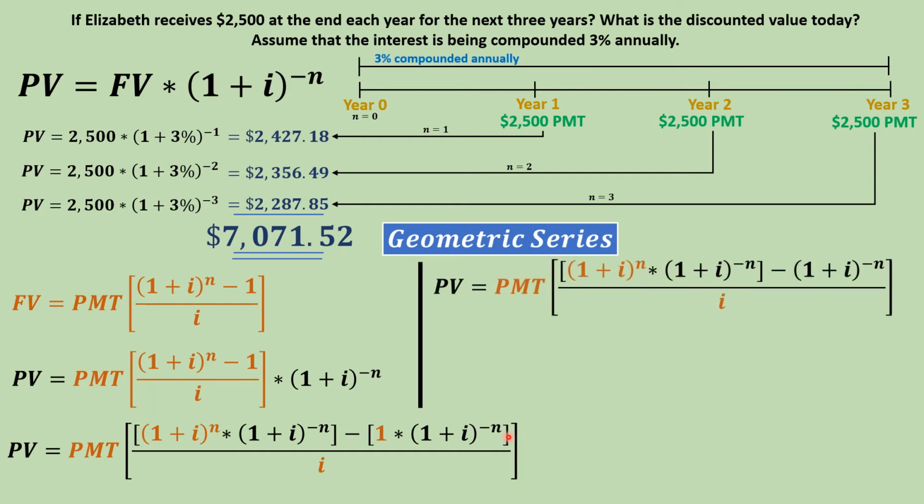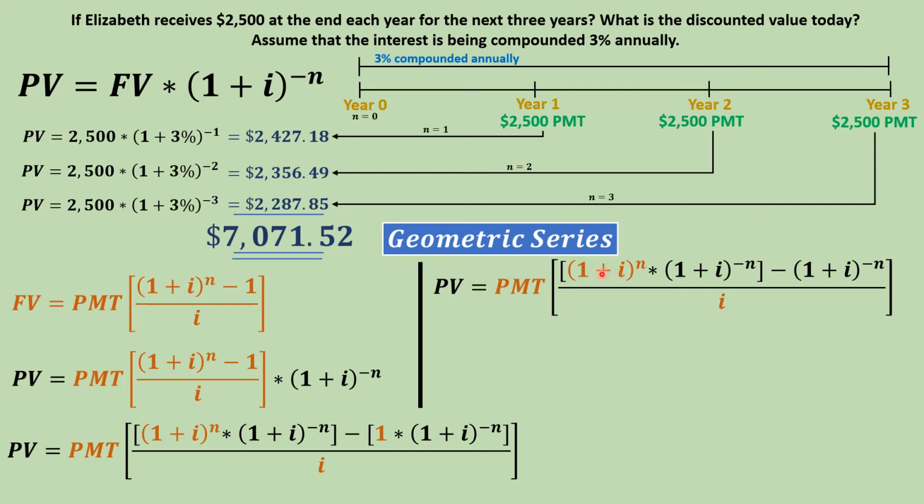So 1 times (1 plus i) to the power of negative n is just going to become (1 plus i) to the power of negative n, because 1 times any term is equal to itself. Now, for (1 plus i) to the power of n times (1 plus i) to the power of negative n, since they're in a multiplication relation and both terms have the same base, we add the exponents, right? So we're going to add n minus n, which gives us 0.